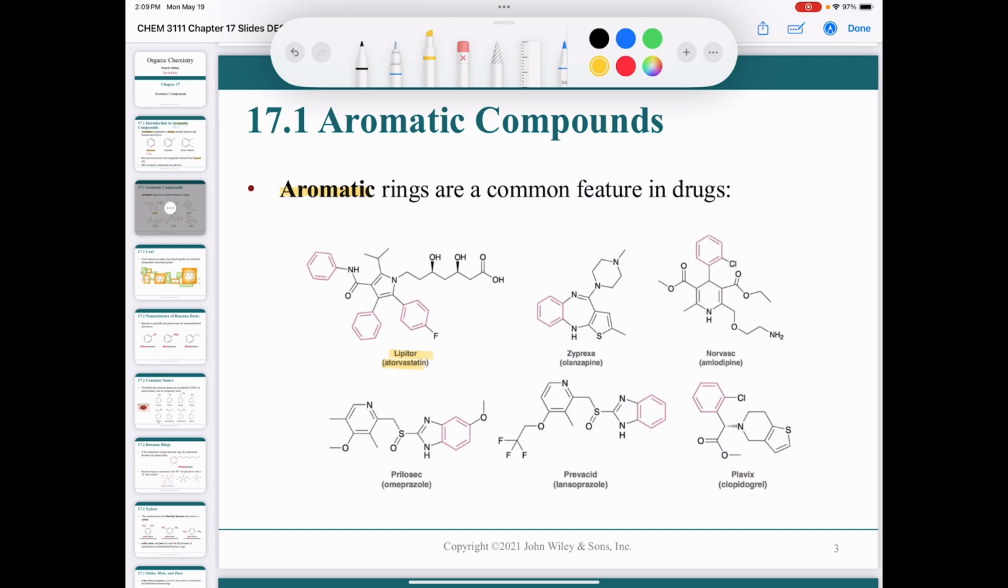Another interesting compound that's down here is Plavix or clopidogrel, and clopidogrel is sold under the name Plavix, and it's an antiplatelet medication. It's used to reduce the risk of heart disease and stroke in people who are high risk. Prevacid is a medication that reduces stomach acid. It's what we call a proton pump inhibitor, and it can be used to treat peptic ulcer disease. But anyhow, you see that all of these compounds have aromatic rings in them.